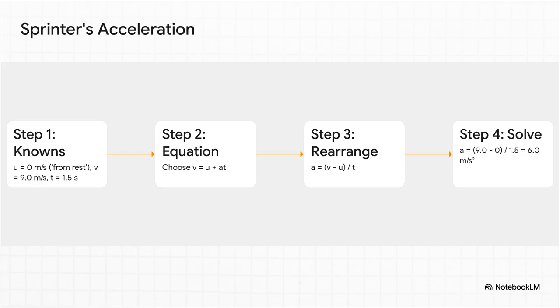So we look at our 4 equations and ask, which one has u, v, t, and a in it? Ah, there it is. v equals u plus at. We just need to jiggle it around algebraically to solve for a, plug in the numbers we know, and boom, we get an acceleration of 6.0 meters per second squared.